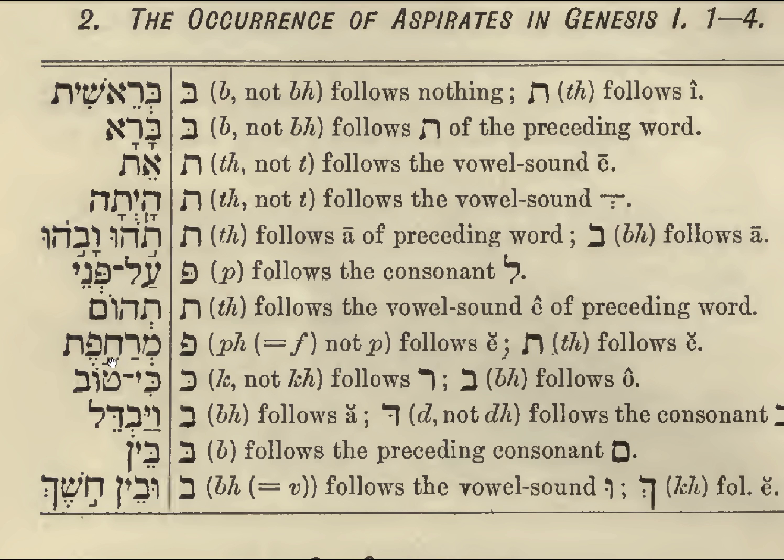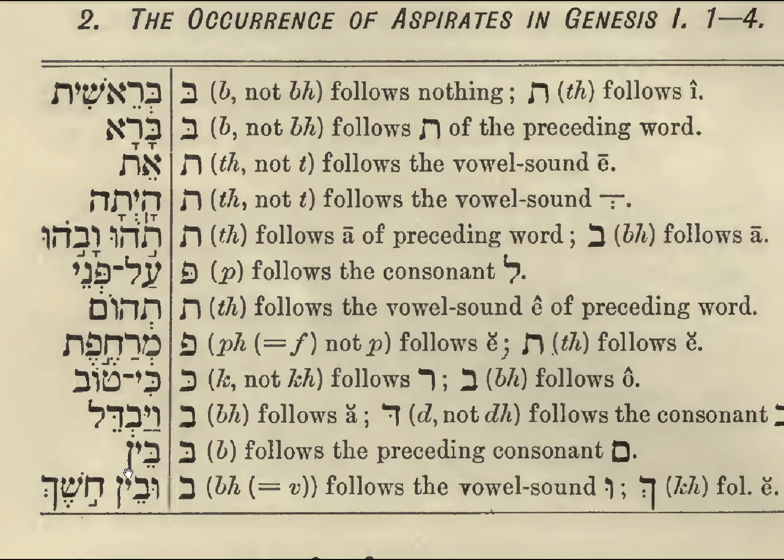Merachefet. The P here is aspirated. There's no dot in it. Merachefet. Ki tob. The B is hard. It's not aspirated. Ki tob. Vayabdel. The B here is not aspirated in the Spanish and Portuguese pronunciation. Vayabdel.